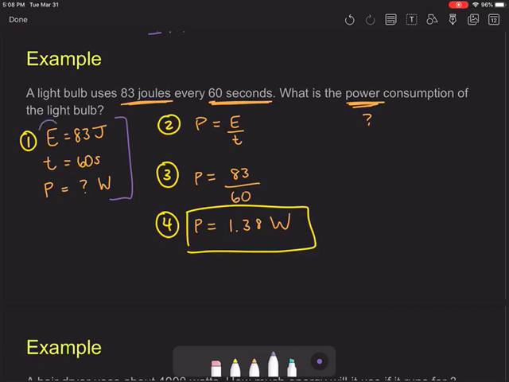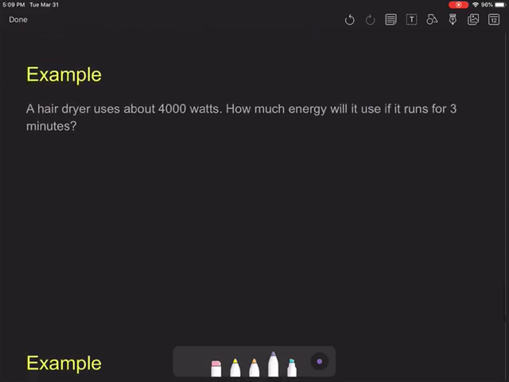We need to use an equation that has E, T, and P all involved. And of course, that is this equation here. Step 2, we tell what equation we're using. Step 3, we plug in our values. Step 4, we have a final answer with units. Life is good. Alrighty. Example 2, we have a hairdryer and it uses 4,000 watts.